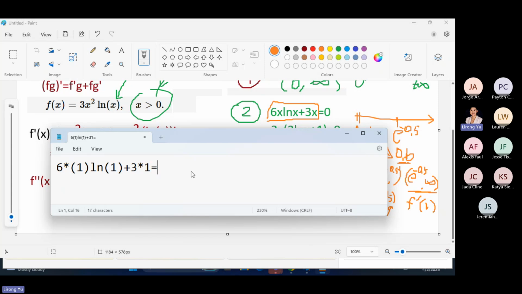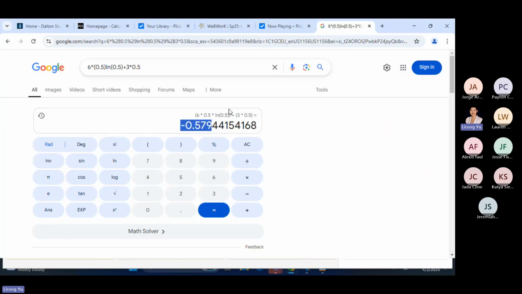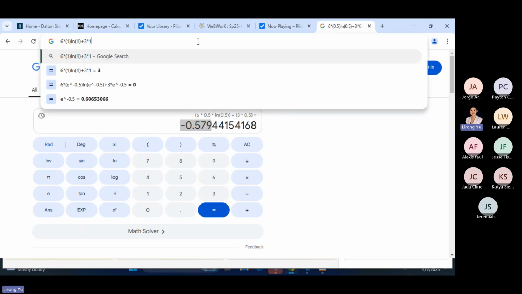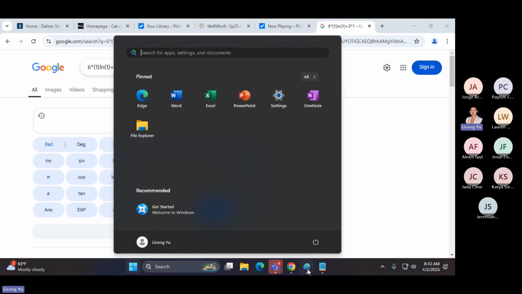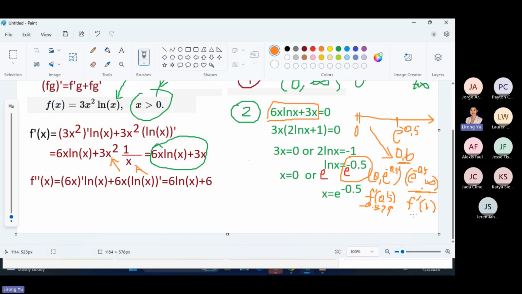Okay, what do we know? Natural log of 1 always equals 0, so this is already 0, so that we should have a value of 3. And of course, you can double check if you put it into a calculator. I tend to make errors when I'm typing, so double check. It is equal to 3 and it's positive, and that means that in the second interval it will be increasing.